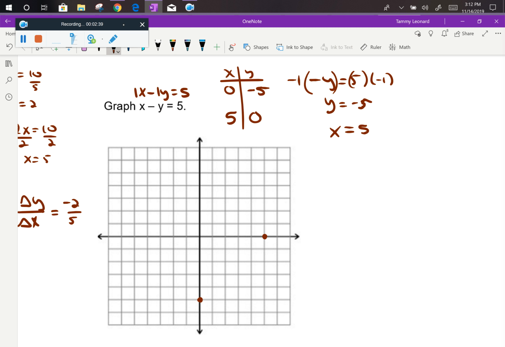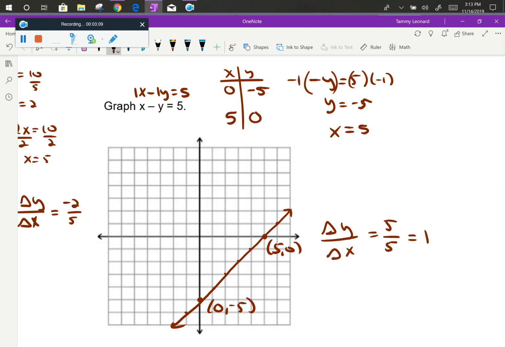So if I look at that, I'm going up 5 when I go over 5. Well, that's a change in y of 5 over a change in x of the same thing. So my slope is really 1. So I'm actually going up 1 over 1 each time. So I can easily put a bunch more points in here to help me get a nice straight line going across my graph. Putting arrows on the ends and labeling those 2 points, I'm all done.